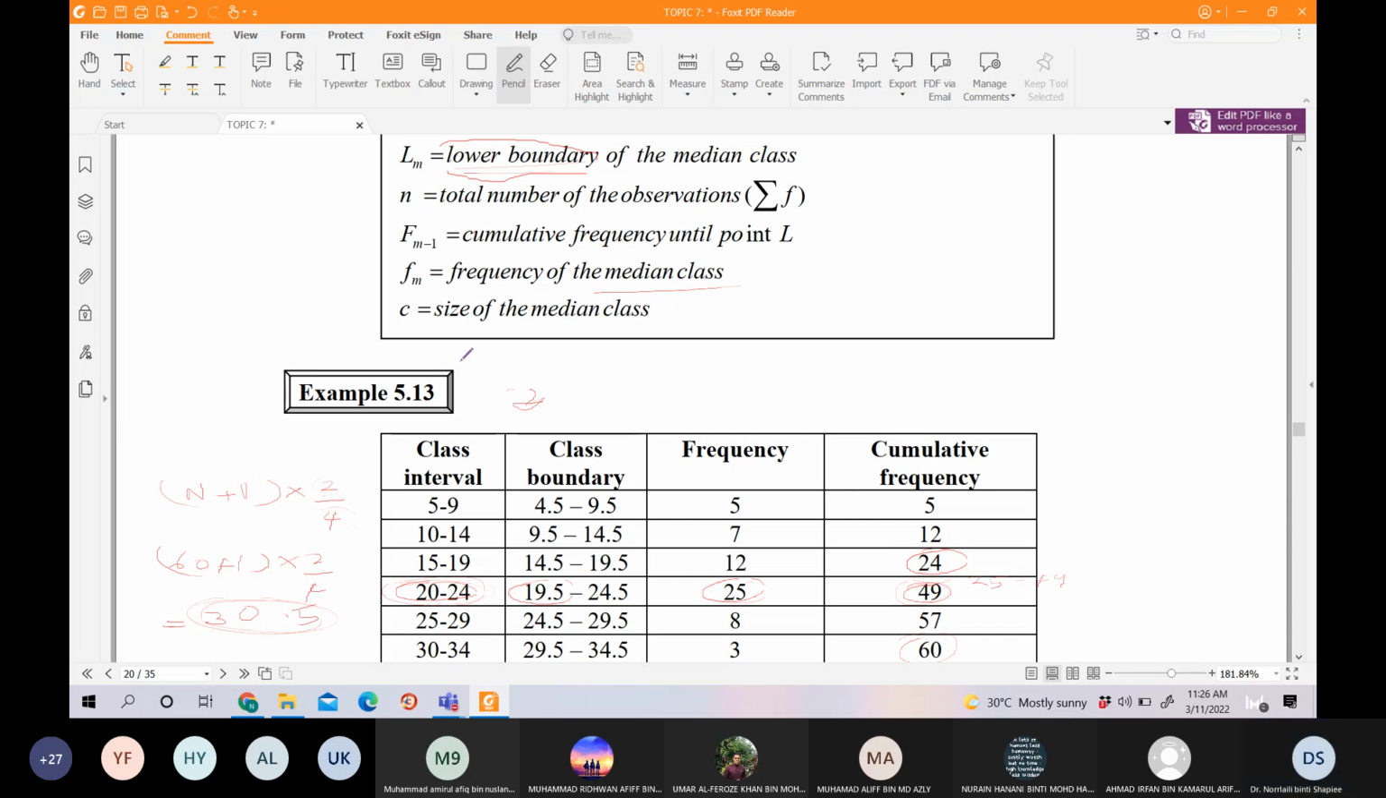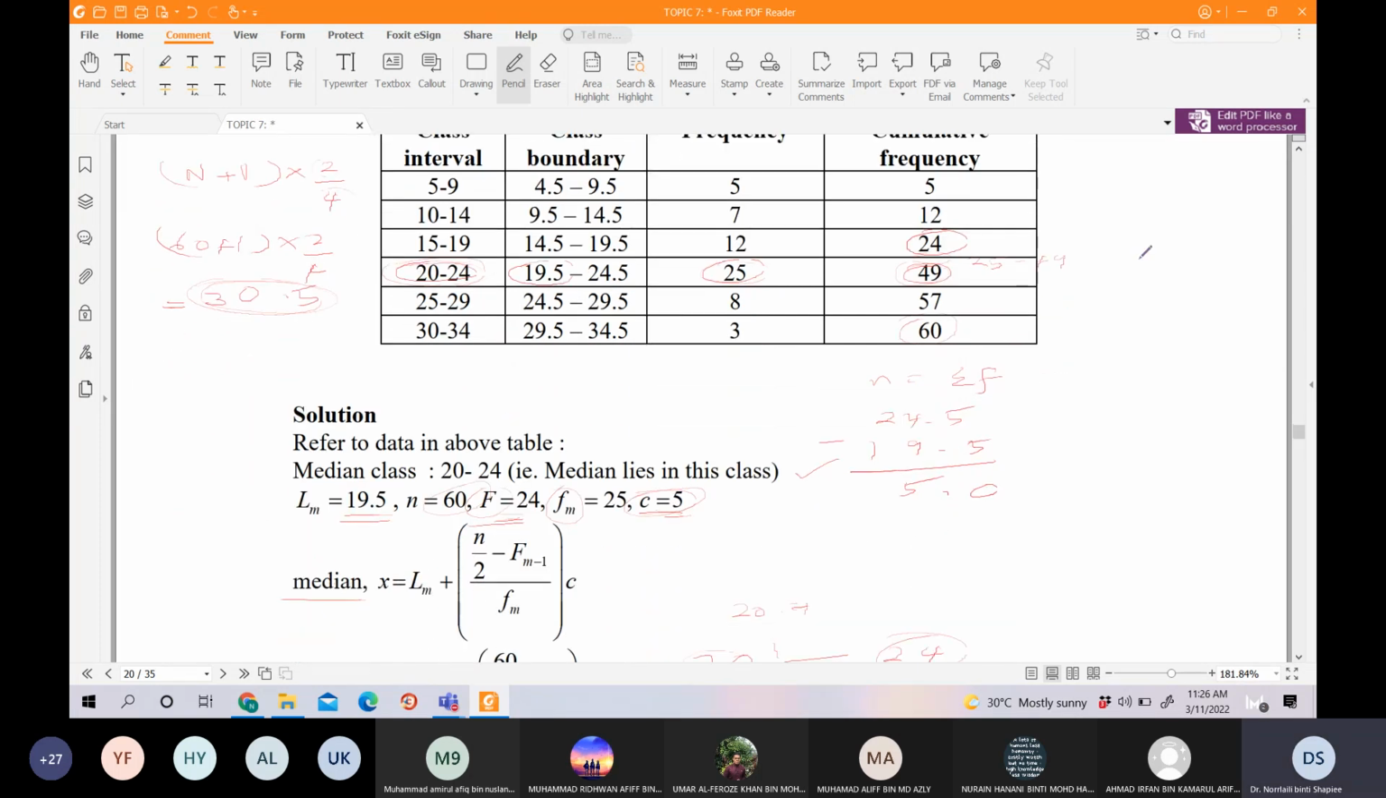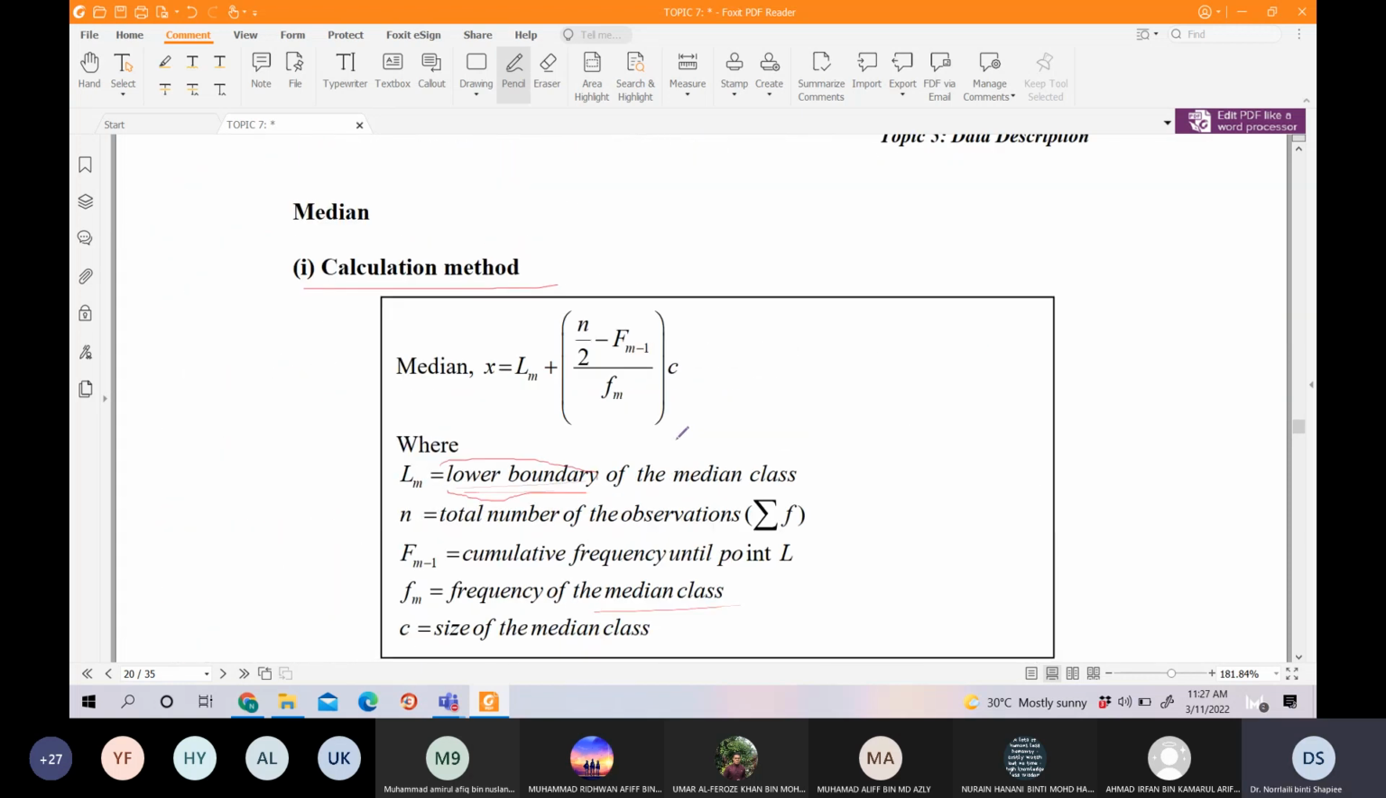Because this one, 20 to 24, is the modal class. Before this we said that this one is the median class, right? So suddenly it is said that this one is also the modal class. Why? How do you identify this one as the modal class? What do you understand about the modal class?